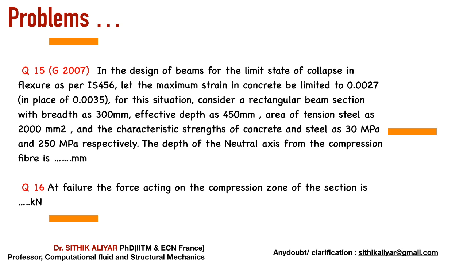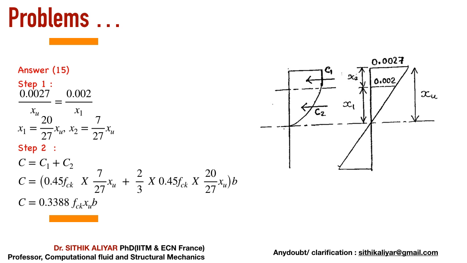They are also asking what the maximum compressive force is. See question 16: they are asking at failure, meaning the maximum compression force, how many kilonewtons the beam can take before failure. That is what they ask in question 16. It is exactly similar to the GATE 2005 question, but here they are changing the strain values. I'll show you how to solve it.